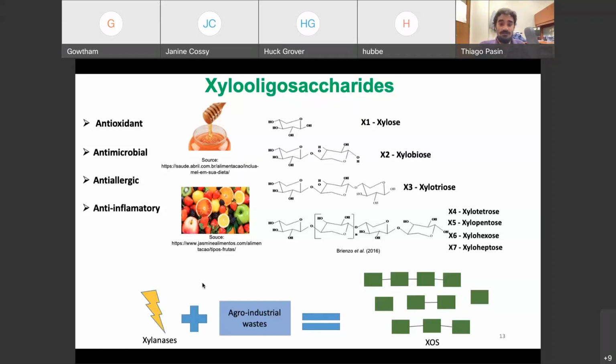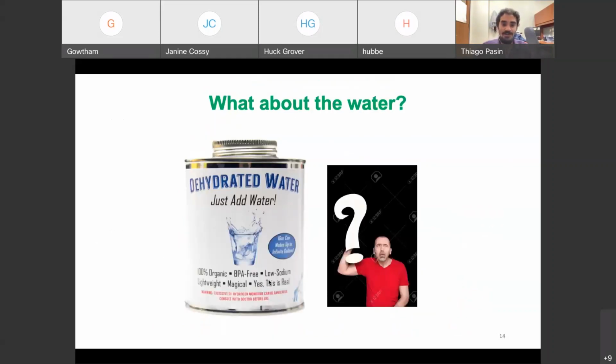And the xylooligosaccharides are very important for the industry, and they can be much more valorized than they are today. They can be used as antioxidants, antimicrobial drugs, anti-allergic drugs, anti-inflammatory drugs, prebiotics, and sweeteners for diabetics. As for example, xylitol, which is the best-known sugar for diabetics.